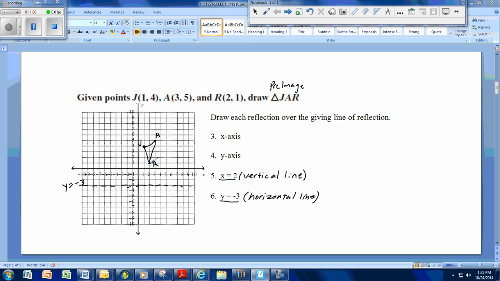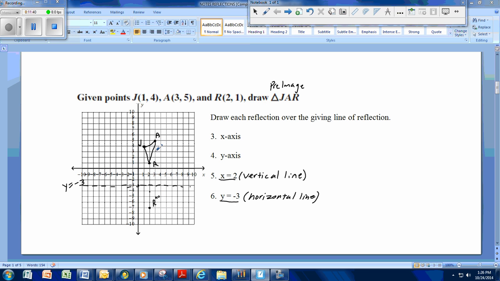So what I'm going to do is I'm going to flip this triangle over that line. Okay, so it's going to flip all the way over. It's going to flip right upside down. So I'm going to do the same thing I did before. I'm going to count how far each point is from that line and reflect it over the line. So let's start with R. R is 1, 2, 3, 4 spaces. So its image would be 1, 2, 3, 4 spaces away right here. That would be our quadruple prime, we'll call it.